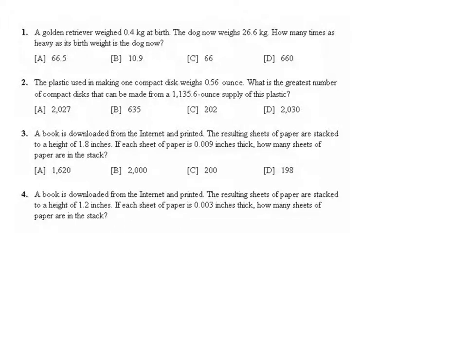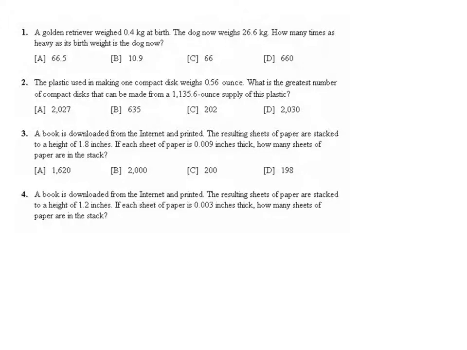In this video, I'm going to show some examples of word problems that involve dividing decimal dividends by decimal divisors. Question 1 says a golden retriever weighed 4/10 kilograms at birth. The dog now weighs 26 6/10 kilograms. How many times as heavy as its birth weight is the dog now?